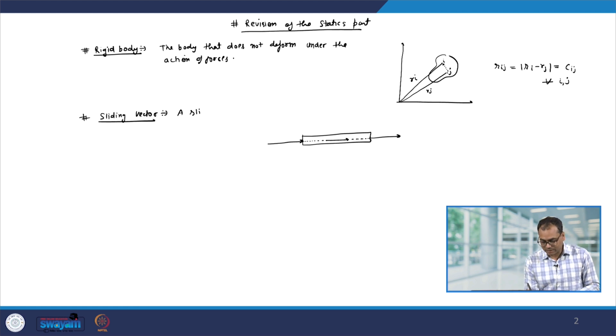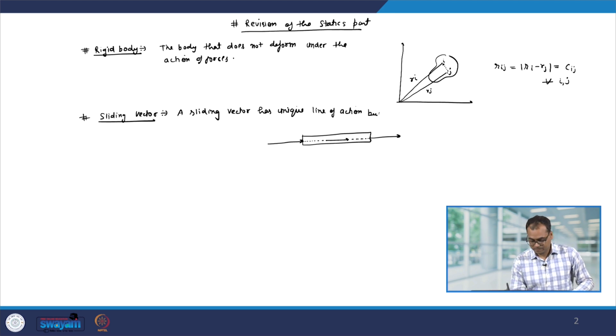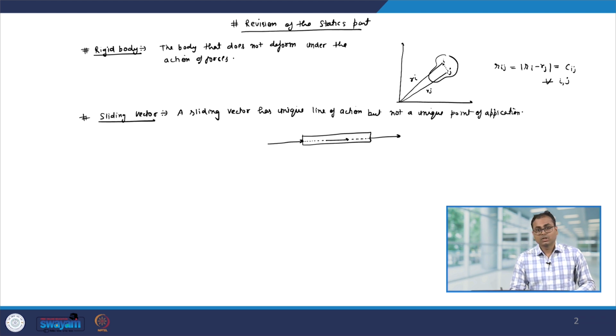So, a sliding vector has a unique line of action, but not a unique point of application. For example, you cannot shift this force to some other location because then it will also introduce the torque. So, this is not possible, but along the line of action you can slide it. Therefore, force is a sliding vector.